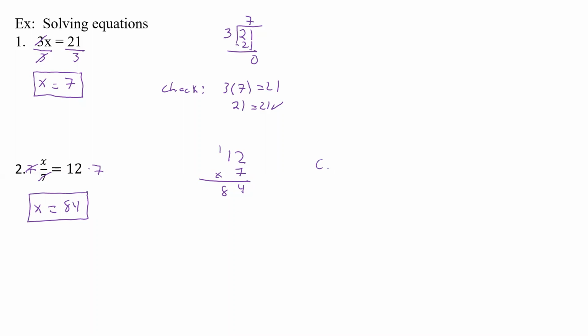Now, what does our check say? Well, it says 84 divided by 7 is supposed to be 12. Well, let's check. 7 goes into 84. Well, 7 goes into 8 once. Subtract, 8 minus 7 is 1. Bring down our 4. 7 goes into 14 twice. That's 14. Subtract, that's 0. That's 12. That's what it's supposed to be equal to. So that does check out.